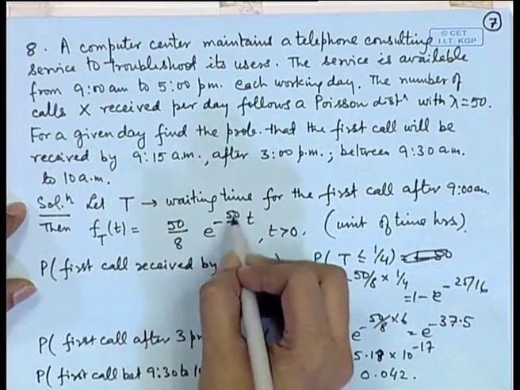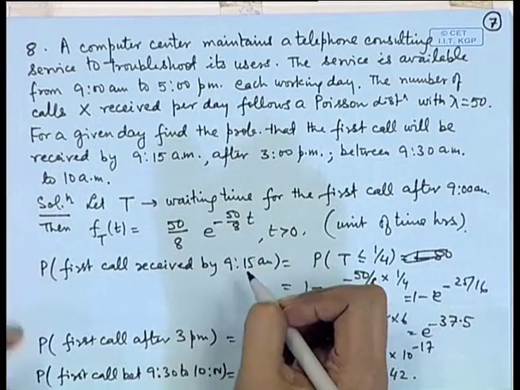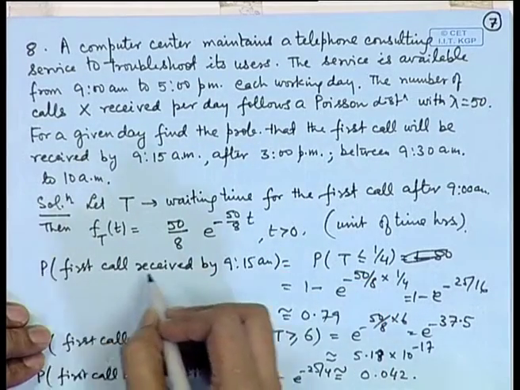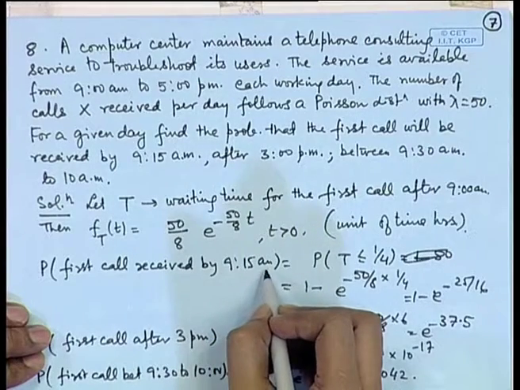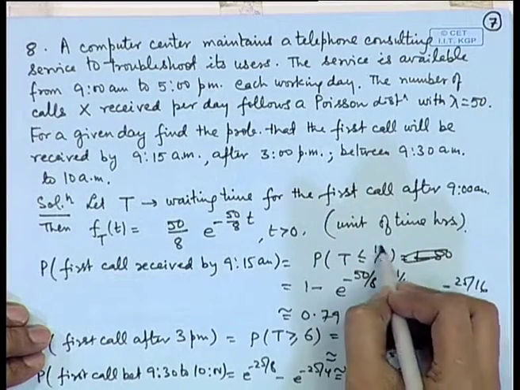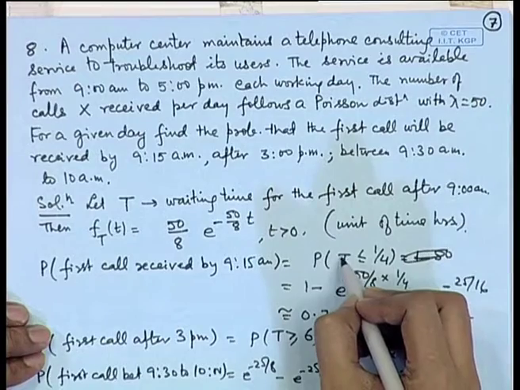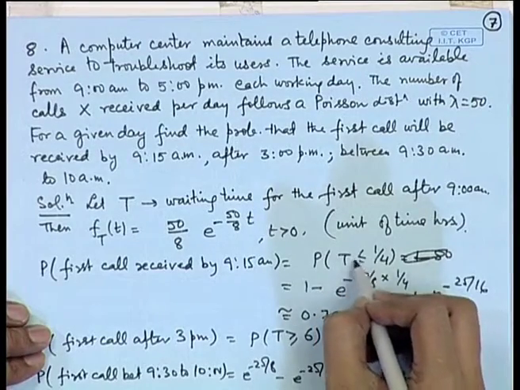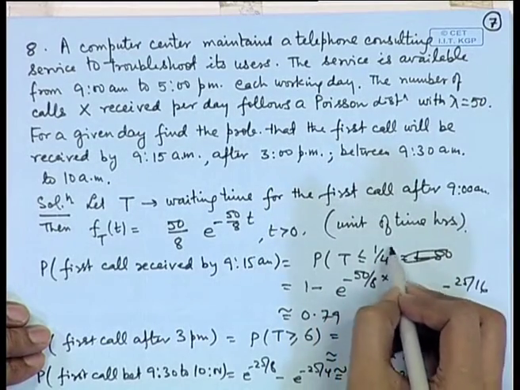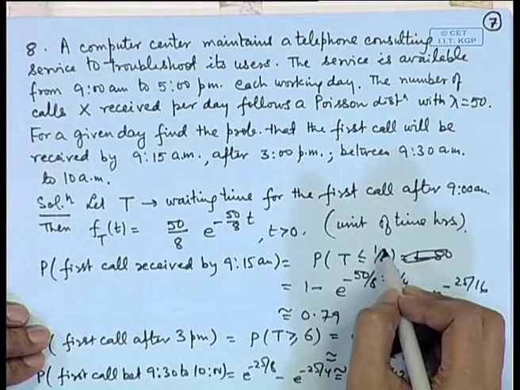So, lambda e to the power minus lambda t. What is the probability that the first call is received by 9:15? That means, in quarter of an hour. That means, what is the probability of t less than or equal to 1 by 4? This unit of measurement is in the hours.